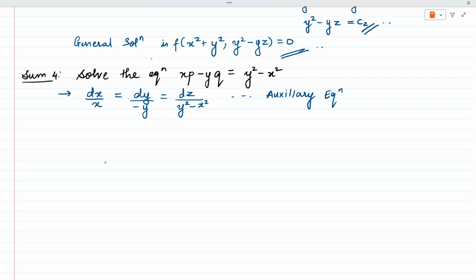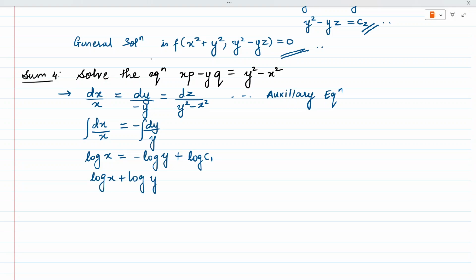First and second. Yes, first and second? करेक्ट. फर्स्ट एंड सेकंड को सॉल्व करेंगे तो क्या मिलेगा आपको? If you integrate both the sides, first integral is log x. This is negative log y. And generally we write the constant as log c1. This becomes log x plus log y. And यहाँ पे हो जाएगा log of c1. This is log of xy is log of c1. And you take xy is equal to c1, equation number 1.